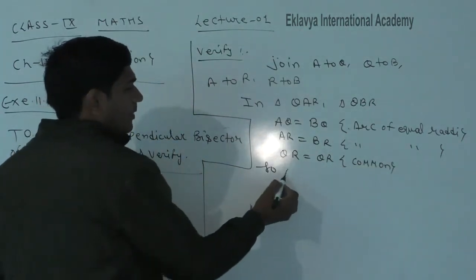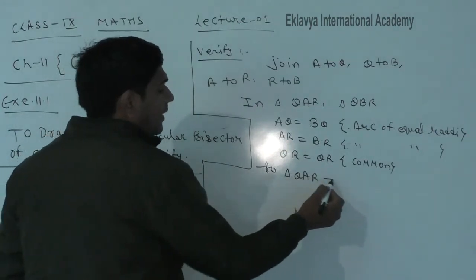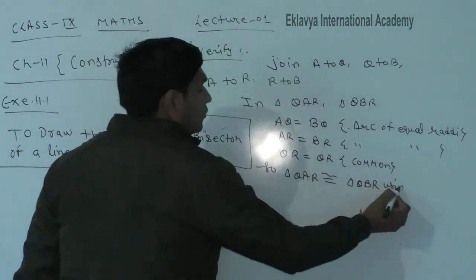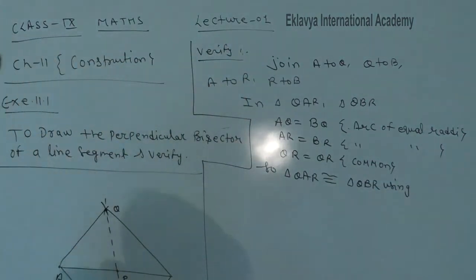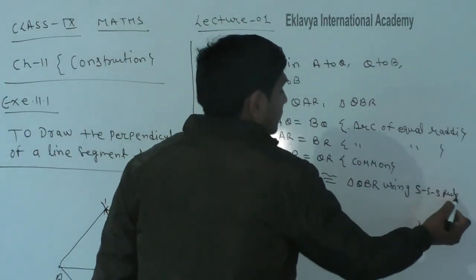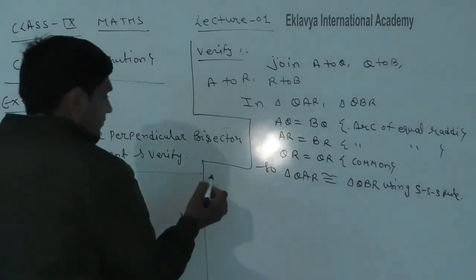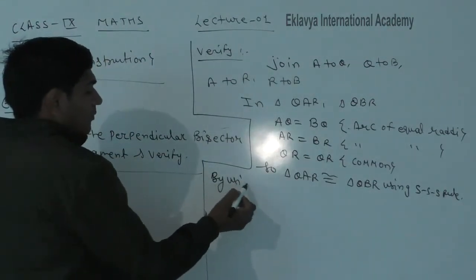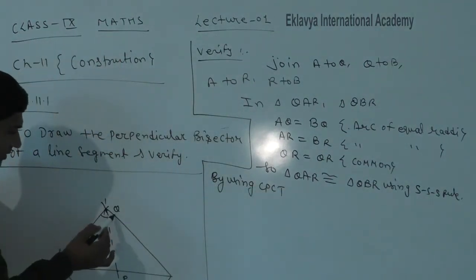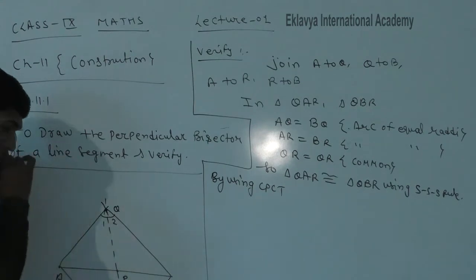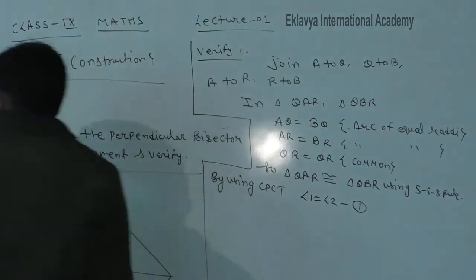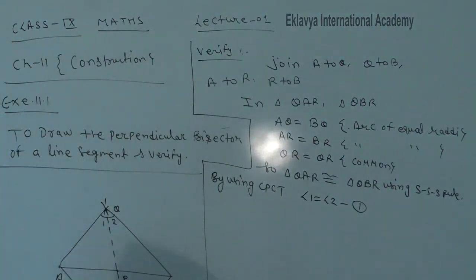So triangle QAR is congruent with triangle QBR using which rule? SSS rule. So by using CPCT, the value of this angle is equal to the value of this angle. Let us name them angle 1 and angle 2. So by using CPCT, angle 1 is equal to angle 2. That is equation number first.